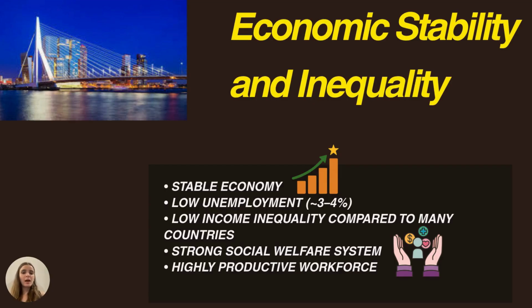The Netherlands has a very stable economy and relatively low unemployment. Income inequality is also lower than in many other economies due to the strong social policies and welfare system. This contributes to social stability and daily productivity.